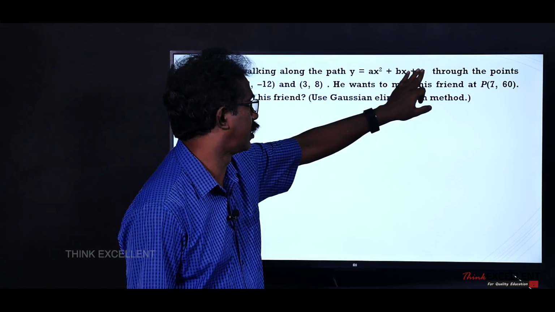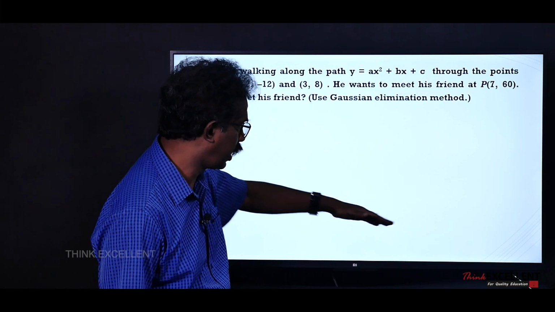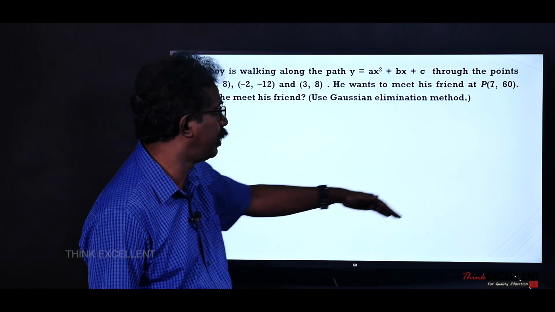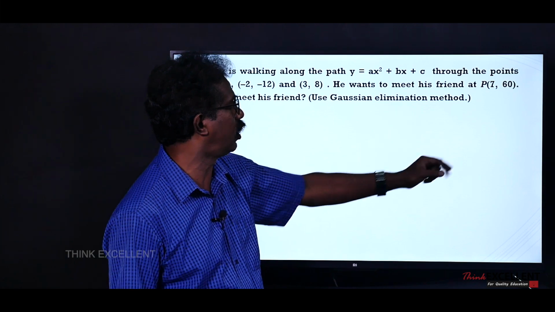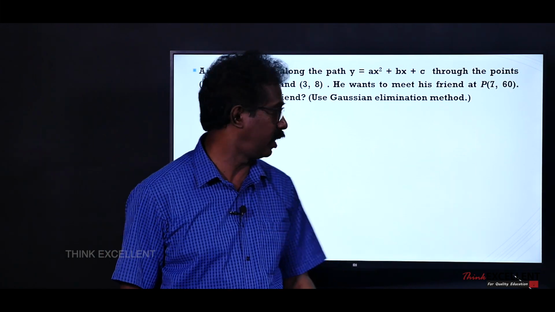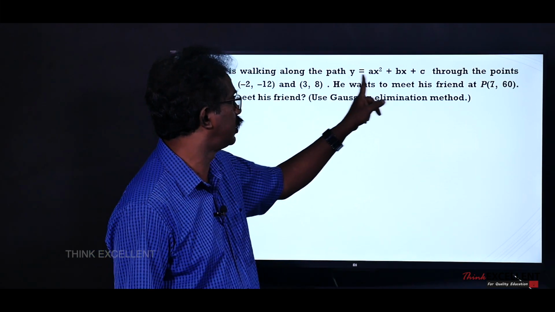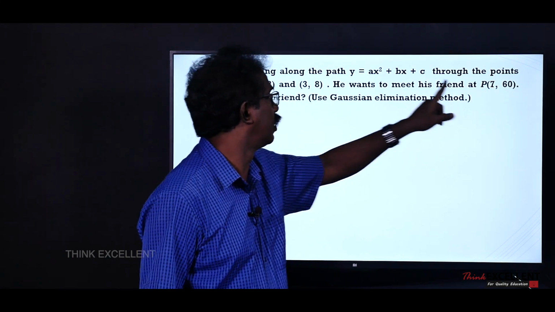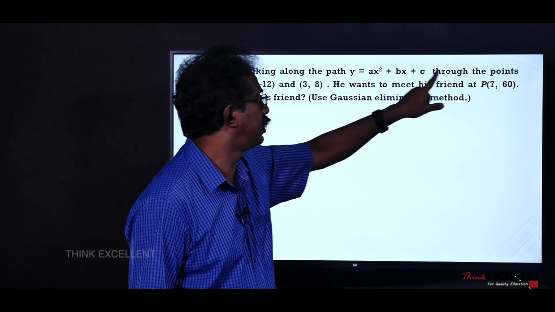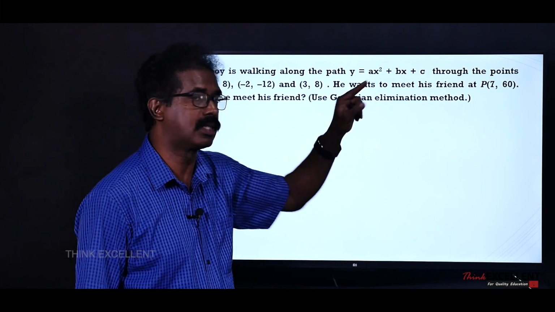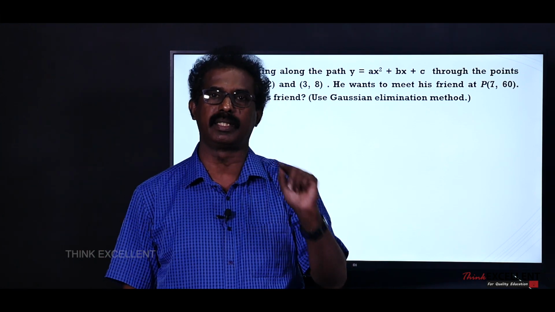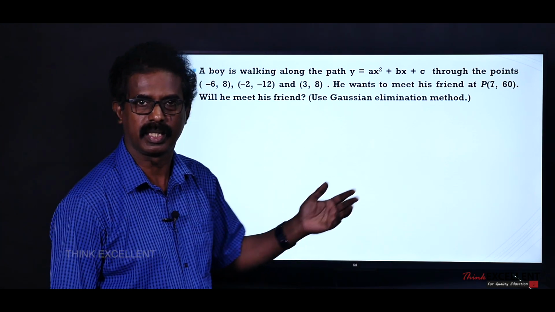Now, this is the path of his route, right? How he is going. Now, in that way, whether he is meeting his friend's door number, what is the number? 760. What do you do? In that equation, you substitute 760. For x you put 7. Check whether you are getting y value as what? 60. If you get y value 60, you say yes, he will meet his friend. If not, you say he won't meet his friend.